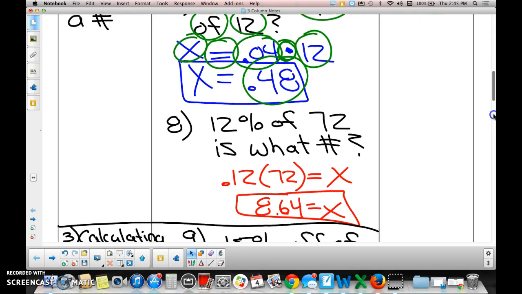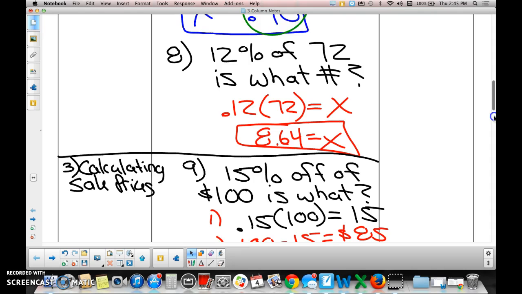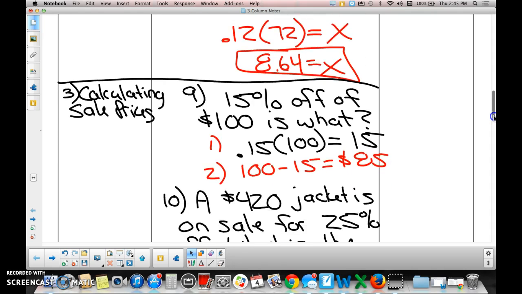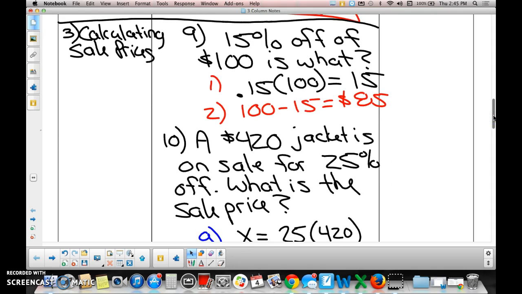Okay, another example on number 8. Number 3, calculating sales price. Calculating sale prices, be very careful on sales prices. Again, pay attention to your percentages. Pay attention to your ofs and your ises. Pay attention to your numbers.